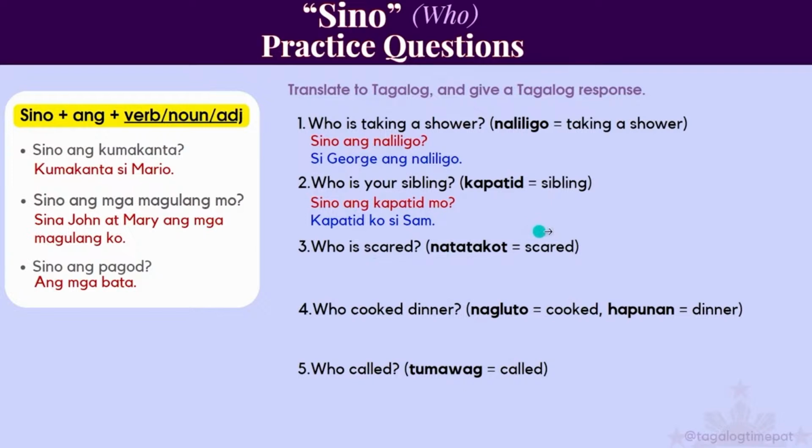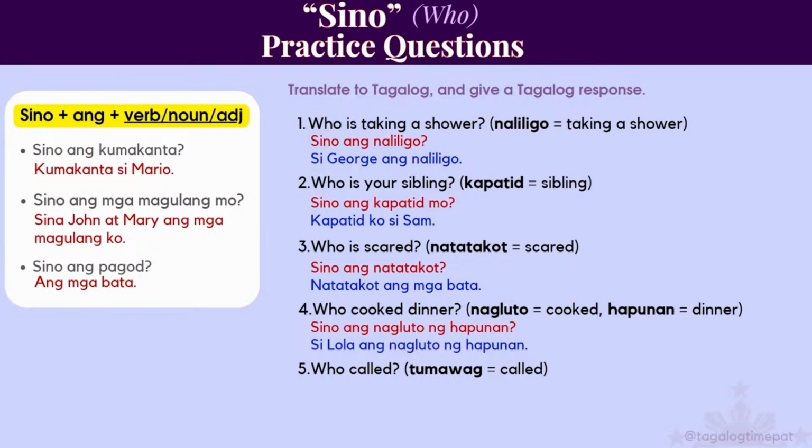Number 3, who is scared? Natatakot is scared. Sino ang natatakot? Who is scared? Natatakot ang mga bata. The kids are scared. Number 4, who cooked dinner? Nagluto is cooked. Hapunan is dinner. Who cooked dinner is sino ang nagluto ng hapunan. So that's just sino plus ang plus a verb. Nang is the sentence marker before the noun. Si Lola ang nagluto ng hapunan. Lola cooked the dinner.